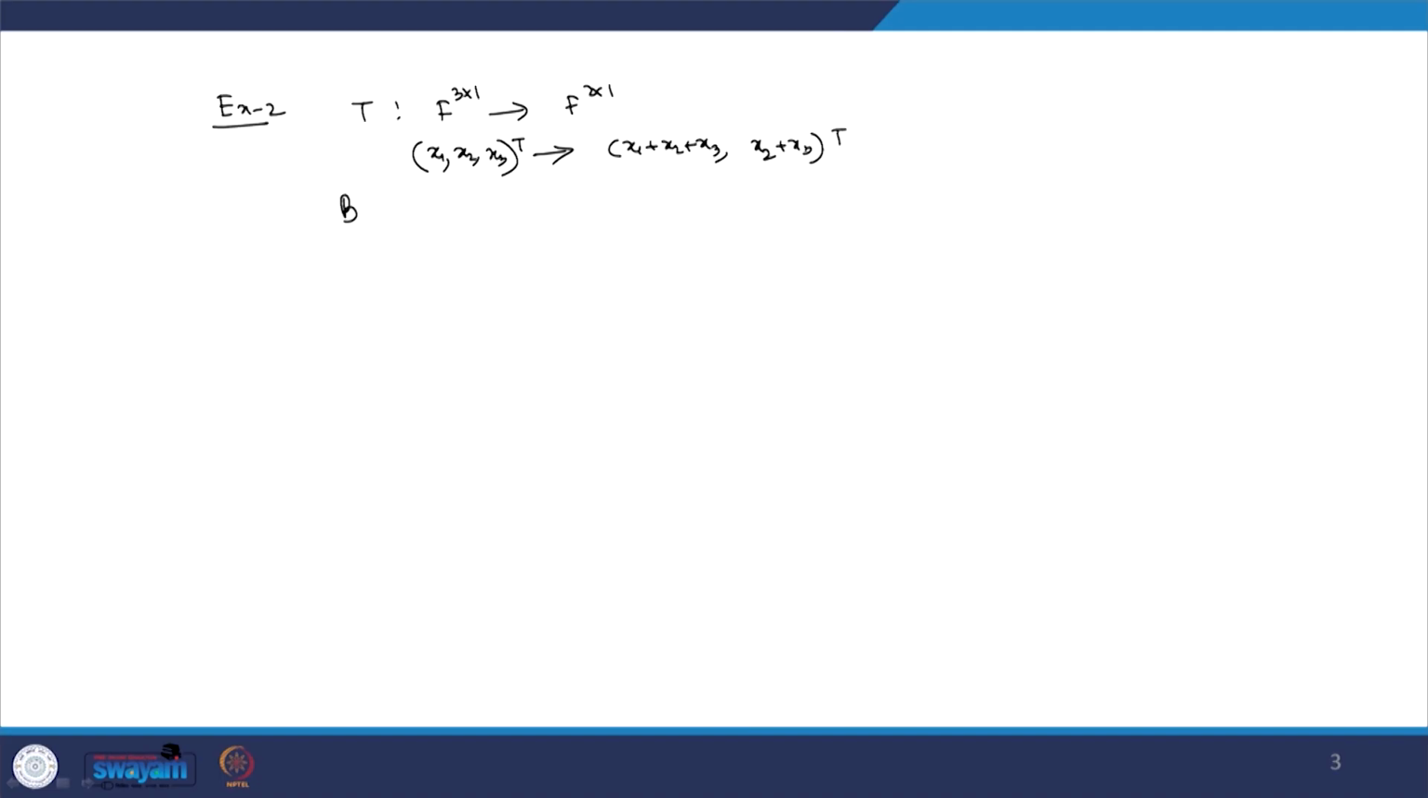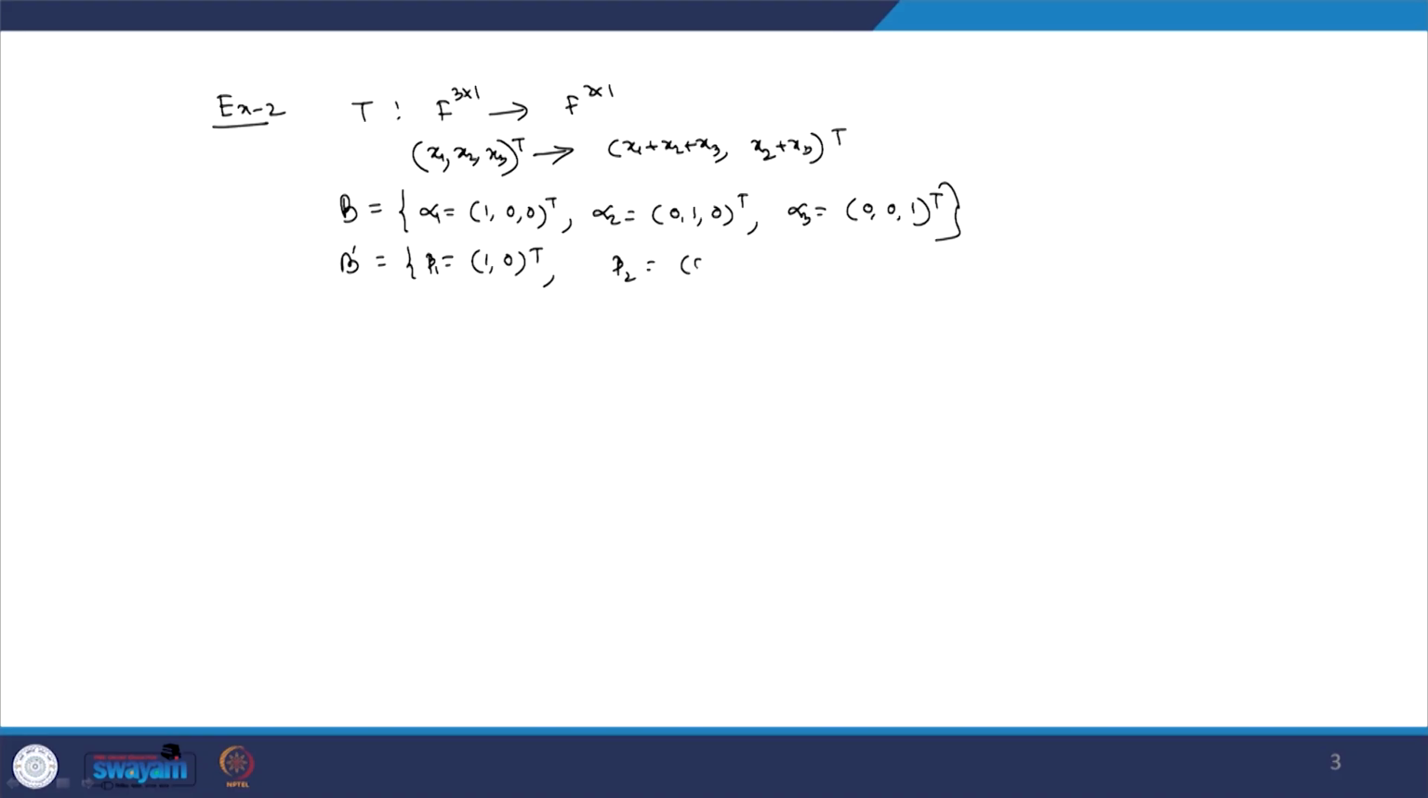Now, I will also consider B similarly: my alpha 1 is (1, 0, 0) transpose, alpha 2 is (0, 1, 0) transpose and alpha 3 is (0, 0, 1) transpose, and B prime is beta 1 equal to (1, 0) transpose and beta 2 equal to (0, 1) transpose. Now, again, the matrix representation of T here with respect to B and B prime, that is equal to what?